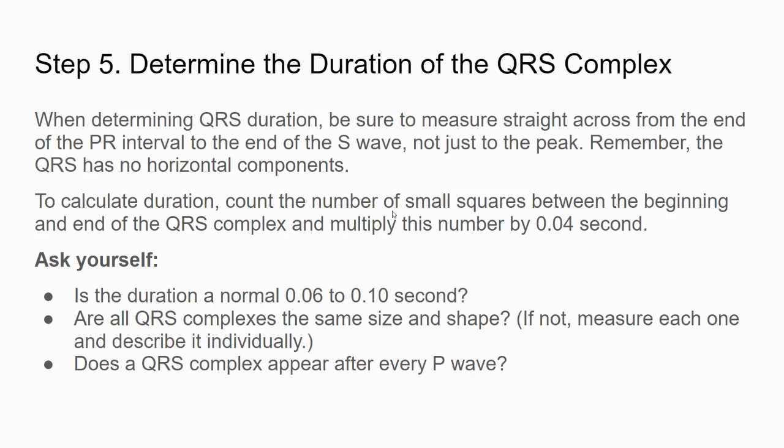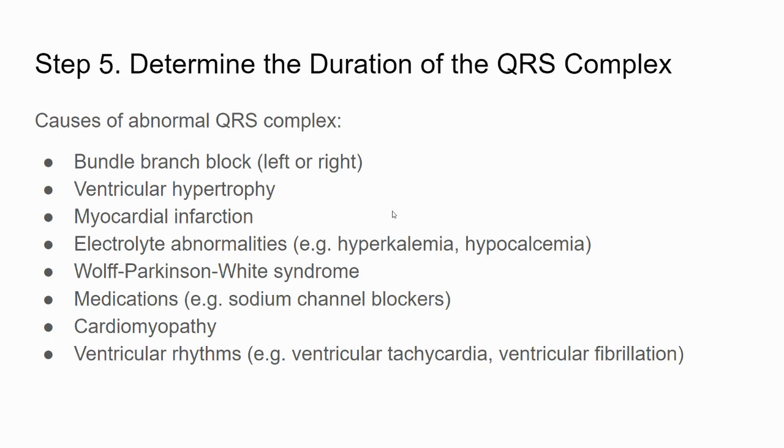The normal QRS complex will typically be less than 0.12. Okay, normal duration would be 0.06 to 0.1. Are all QRS complexes the same size and shape? If not, measure each one and describe it individually. Does a QRS complex appear after every P wave? These are the things that you have to ask yourself.